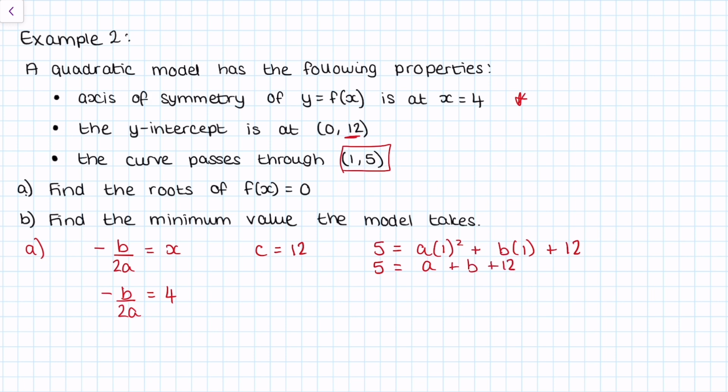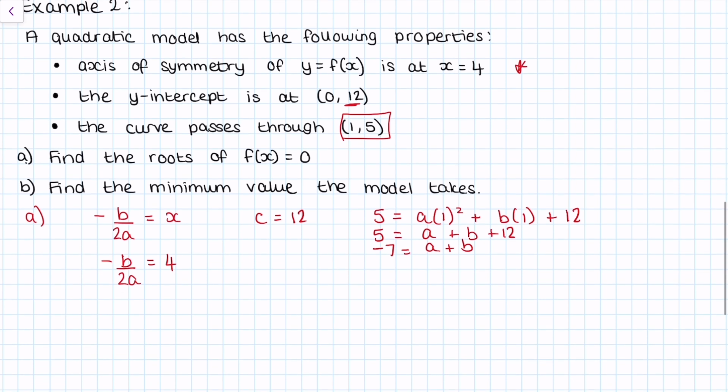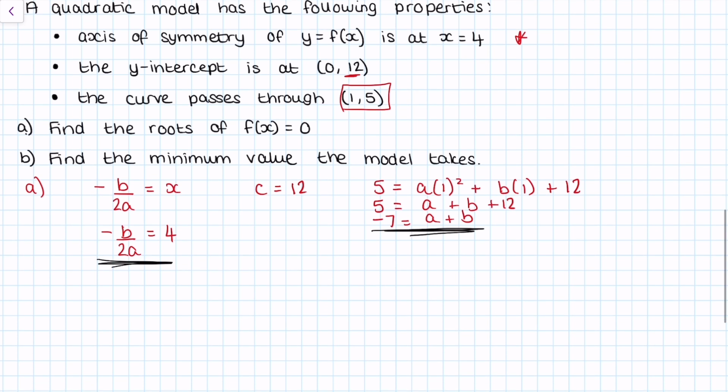So we've got 5 equals a plus b plus 12, which means then we get negative 7 will equal a plus b. Now from here, we have two variables we need to solve for, a and b, and we have two equations, which is what we need. We just need to use our GDC to solve.